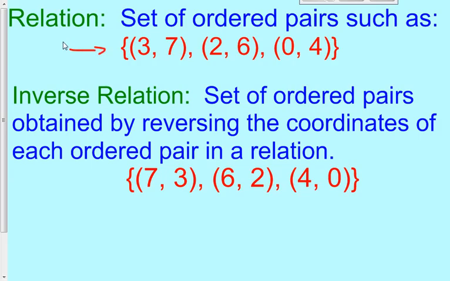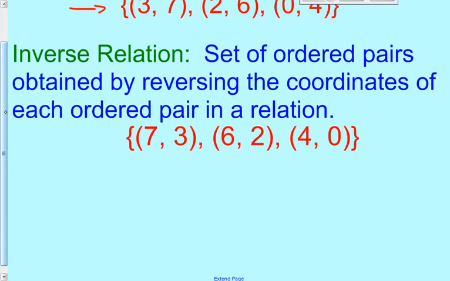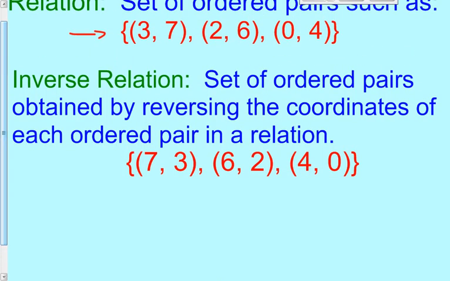Now, the inverse of that relation, or the inverse relation, something we're diving into today, is that set of ordered pairs, but this time it's obtained by reversing the order of the coordinates of each ordered pair in a relation. So in layman's terms, it's just switching around the x and the y. The x now goes to the y spot, and the y goes to the x spot.